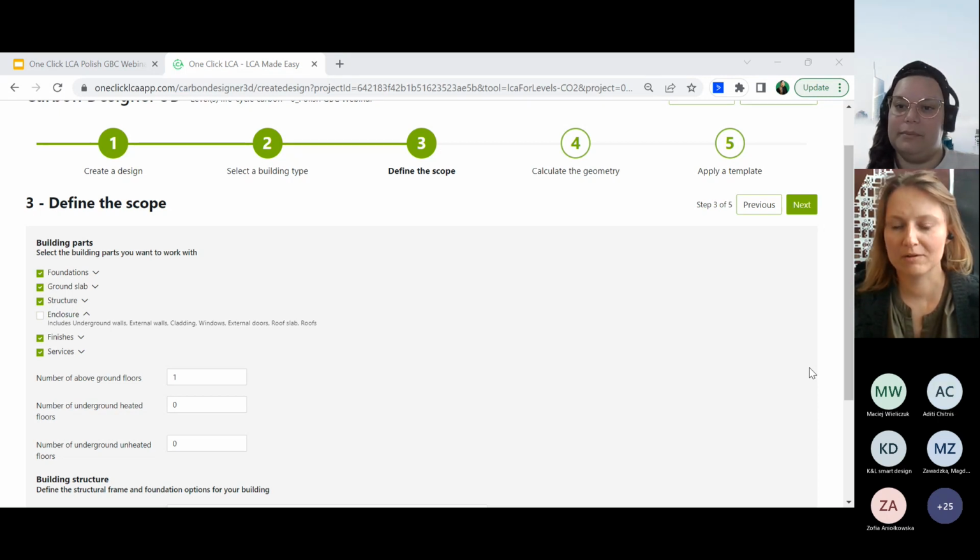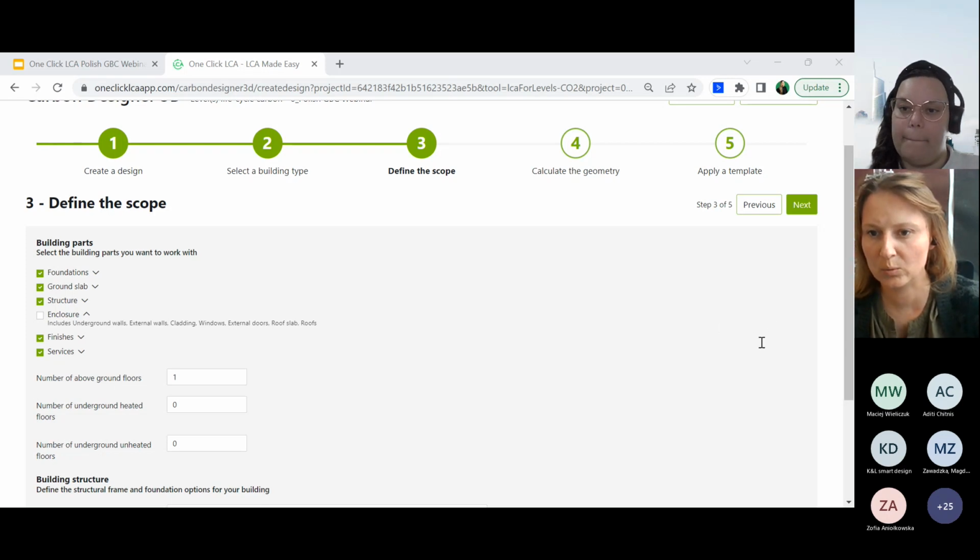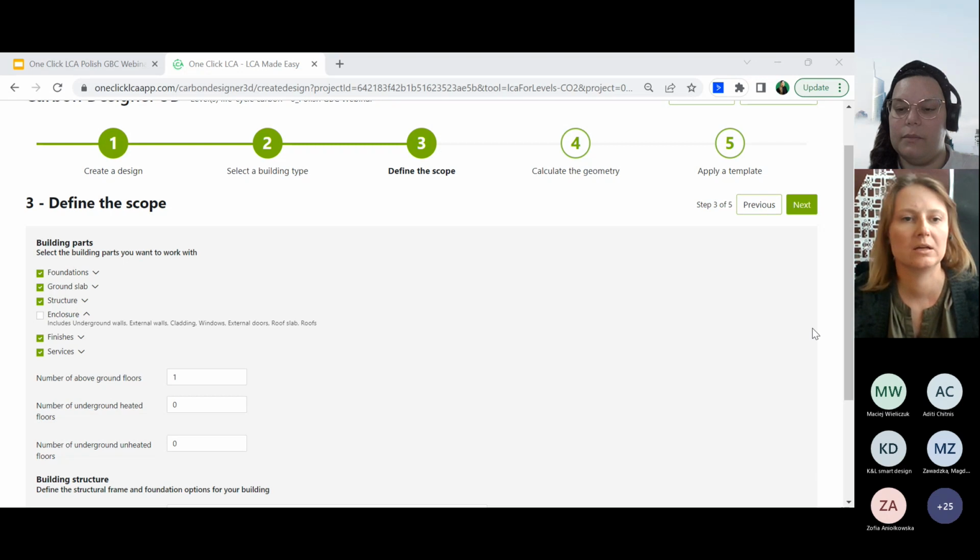Okay, we have one more question. It's asking about the situation when you couldn't find some material EPD in the One Click tool, and what is the step to take when I want to find specific EPDs, or a similar EPD.